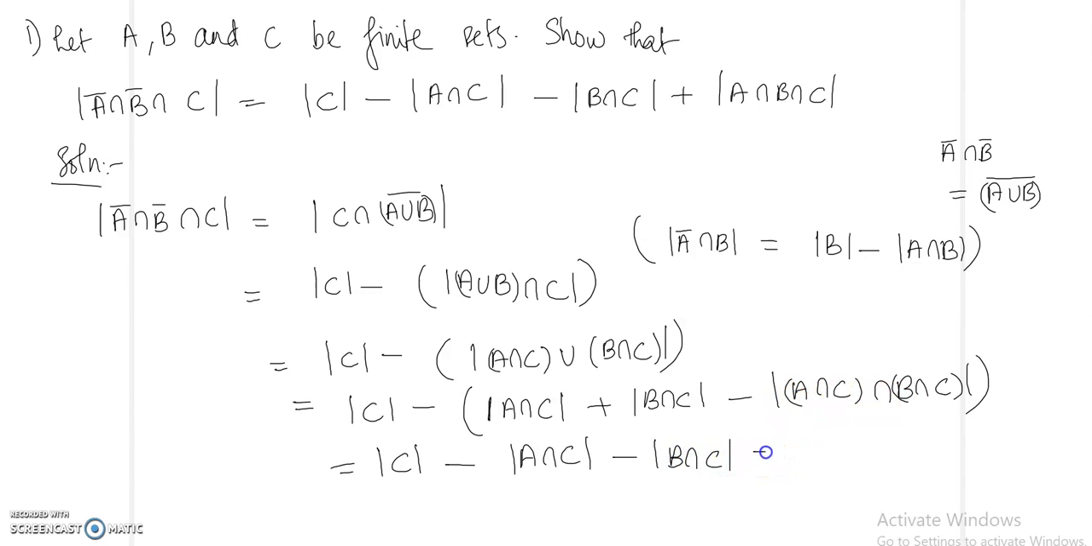Now this will be plus. Now all are intersections, so you can combine them. So that is A intersection B intersection C. So that gives the required result. So the cardinality of A complement intersection B complement intersection C is equal to the cardinality of C minus A intersection C minus the cardinality of B intersection C plus A intersection B intersection C. So that is the proof.